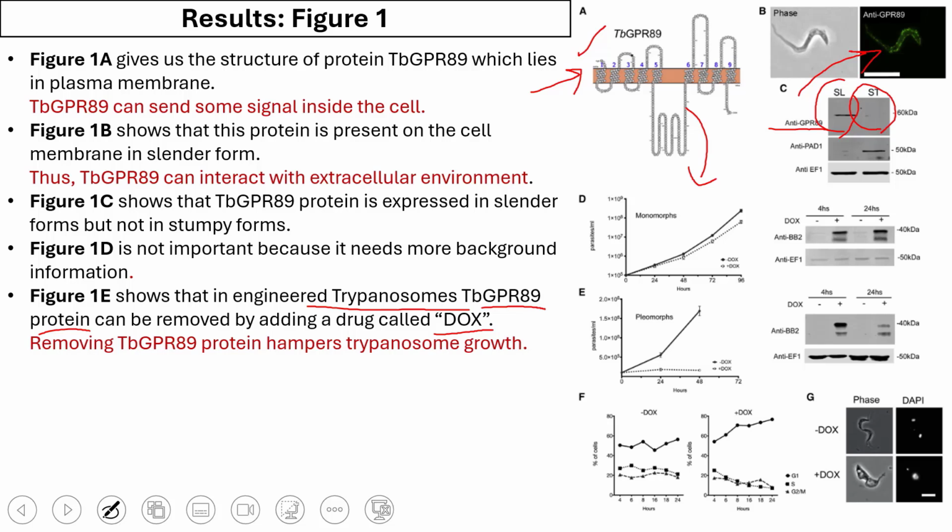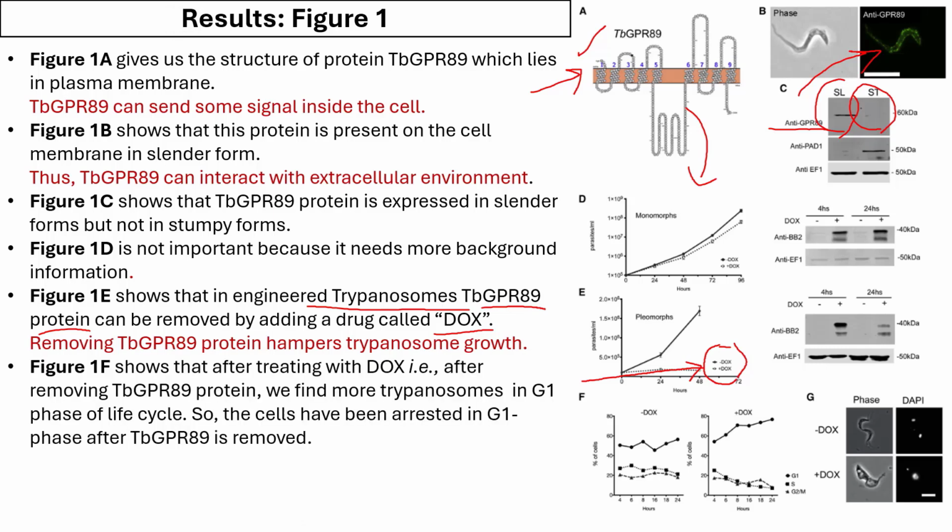You don't need to go into the details of how these genetically engineered trypanosomes were formed. All you need to understand is that in figure 1E, they are using the trypanosomes in which GPR89 can be removed when treated with DOX, or doxycycline, which is the name of the drug. So we see that if you treat trypanosomes with DOX, then their cell growth is halted. That means GPR89 is important for trypanosome growth.